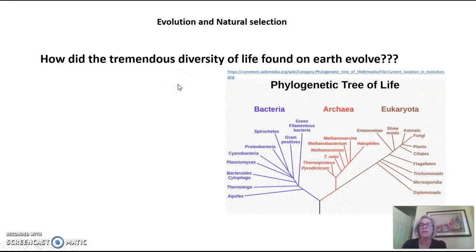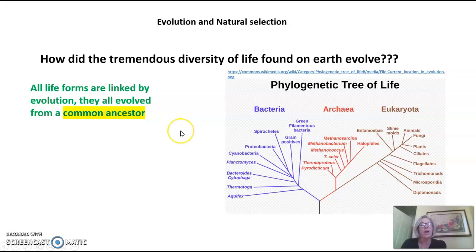Well, if we look at a phylogenetic tree of life, which shows the three domains, bacteria, archaea, and eukaryota, what we see is that all life forms are linked. They're linked by evolution. They all evolved from a common ancestor. We often refer to the common ancestor to life as the last universal common ancestor. And I've circled in green on the phylogenetic tree where you would find the last universal common ancestor.